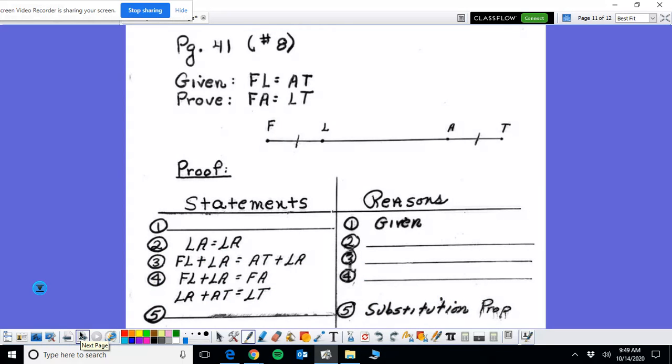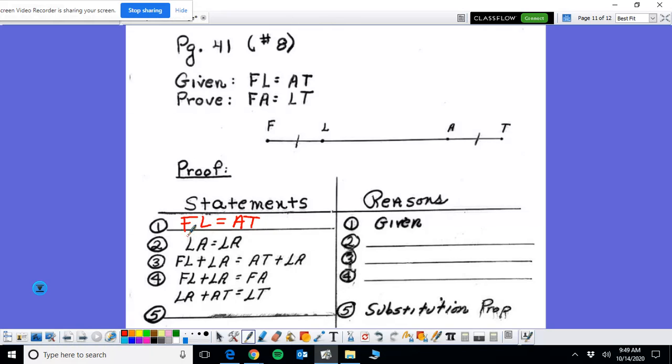We're given that FL is congruent to AT, and notice once again it's already been marked. That's important. If it's not marked, you mark it. So we'll get right to the first step here, that it says given right here, so we already know FL equals AT. Has to be listed. All right. Now look at this. LA equals LA. Ooh, that's one of those funny properties I always thought was funny.